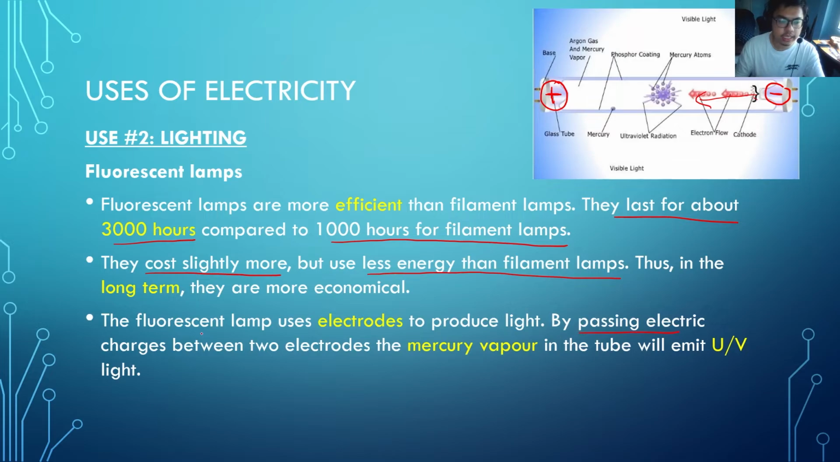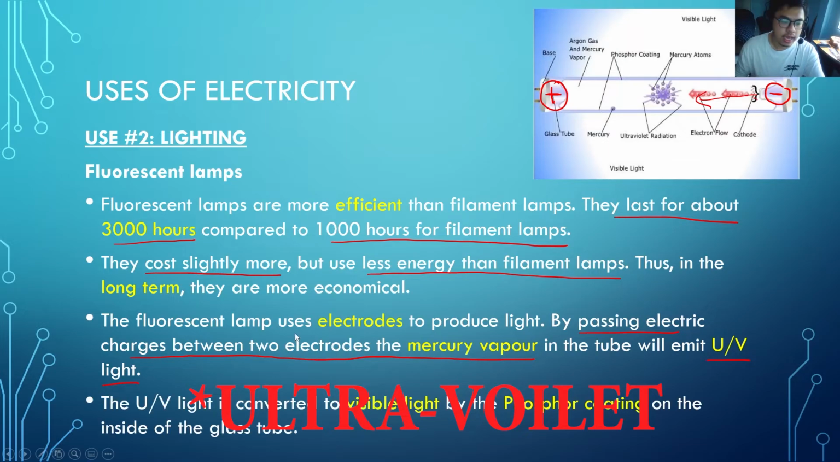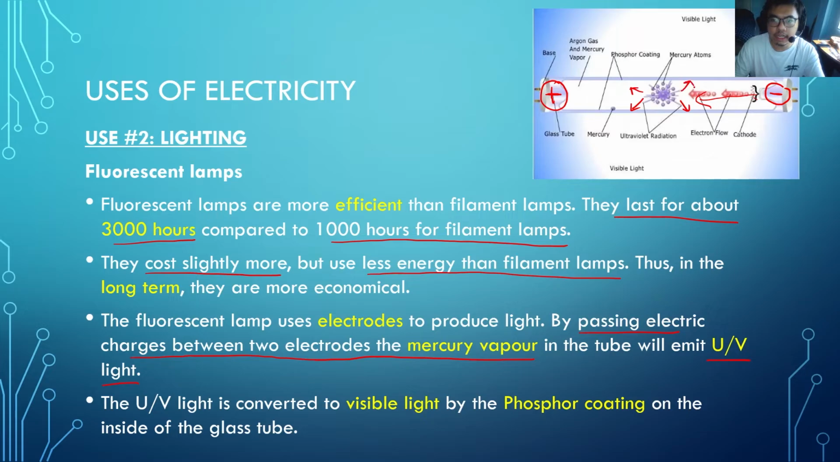Okay, so by passing electric charges or electrons between two electrodes and through the mercury vapor in the tube, this will emit UV light, ultraviolet light. And then the ultraviolet light that is produced by the mercury atoms will hit the phosphor coating. So there is a layer of phosphor on the walls of the fluorescent lamp. And when UV light hits that phosphor coating, that will produce visible light. Okay, so they will produce white light or orange light or blue light depending on the fluorescent lamp. Okay, so that's how a fluorescent lamp works.